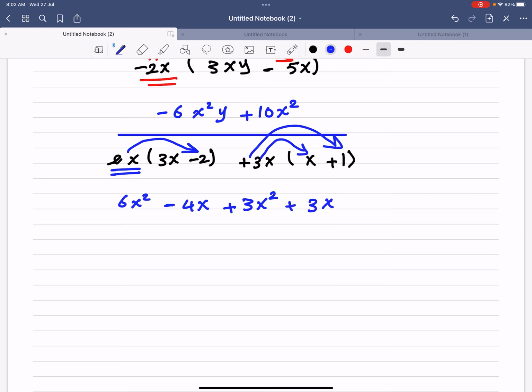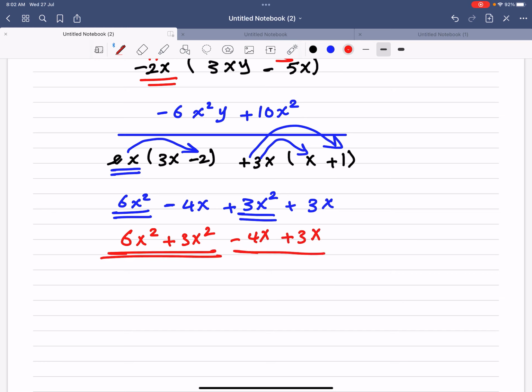Okay, Mister, I have here 6x power 2 and 3x power 2, so put them next to each other as we agreed. So it will be 6x power 2 plus 3x power 2 negative 4x positive 3x. These are like terms and these are like terms, so you can add up both of these terms. So it will be 9x power 2, and negative 4 plus 3 will be negative 1. You know that when it is negative 1 we don't write it, so it will be negative x and we have finished.